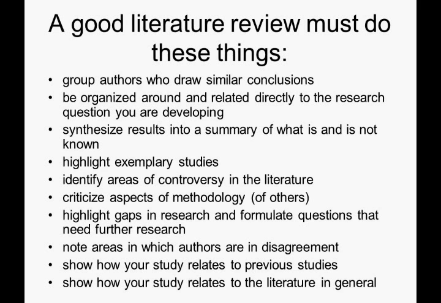Okay. What should a good literature review do, or be? It should group authors who draw similar conclusions. Be organized around and related directly to the research question you are developing. It should synthesize results into a summary of what is and what is not known. So, obviously, you highlight the items that are known and that are not known. That would be great. What I think is very useful is to highlight exemplary studies. So typically what you start with is a broad overview. You start from the very broad overview and you go to the more specific items.